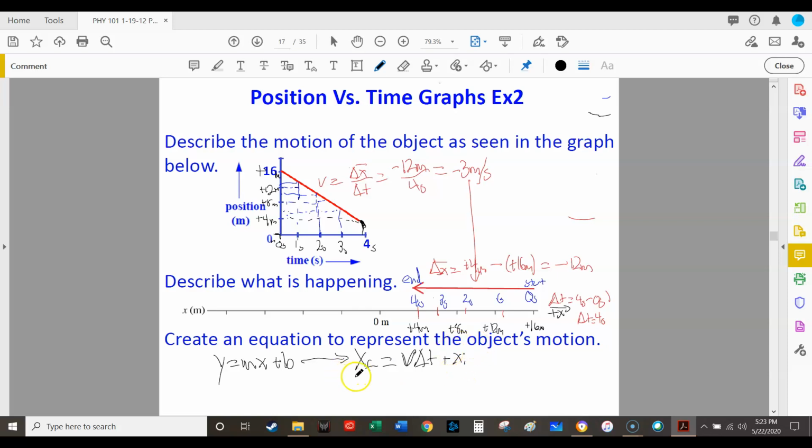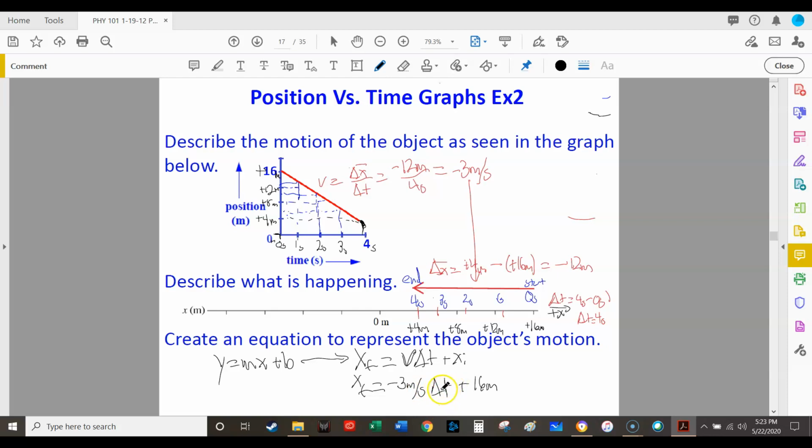Okay? So in this case, to predict the final position, well, the velocity is, it travels a distance to the left of 3 meters over the period of 1 second, times any time in that period of time, plus the initial position. It started out at a positive 16 meter position. And so that's the equation that is predictive of this. If we check it, hopefully it'll be predictive.